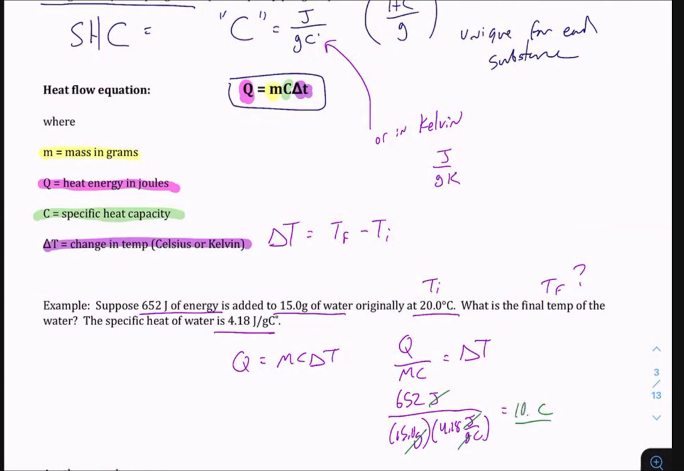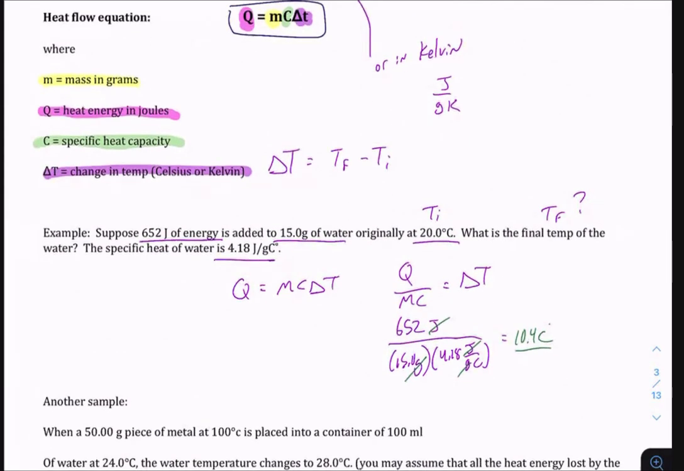I got 10.4. Okay, mind you, that's not the answer. 10.4 is the change in the temperature, right? So delta T, 10.4, is equal to TF minus TI. And if they told us what TI was, that's how we figure out what our final temperature was.